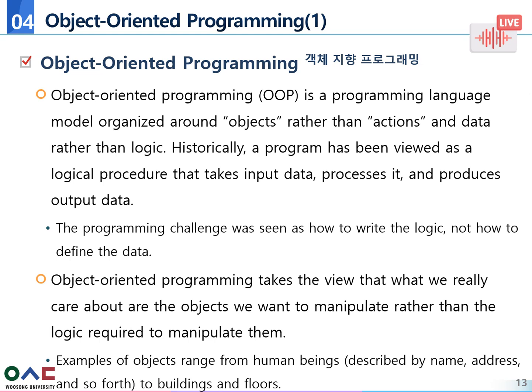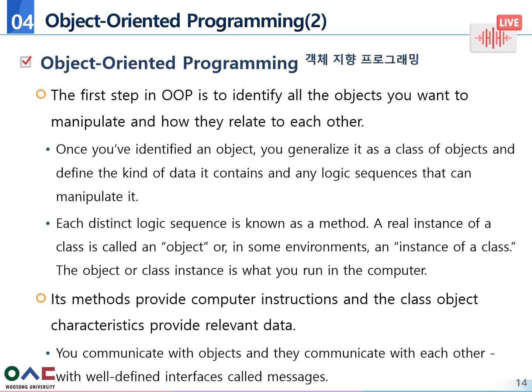Examples of objects range from human beings, described by name, address, and so forth, to buildings and floors. The first step in OOP is to identify all the objects you want to manipulate and how they relate to each other. Once you've identified an object, you generalize it as a class of objects and define the kind of data it contains and any logic sequences that can manipulate it. Each distinct logic sequence is known as a method.